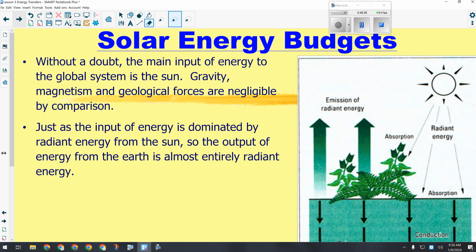All right, so the biggest thing is input from the sun. We're not going to worry about those other forms of energy that are present simply because they're so small.